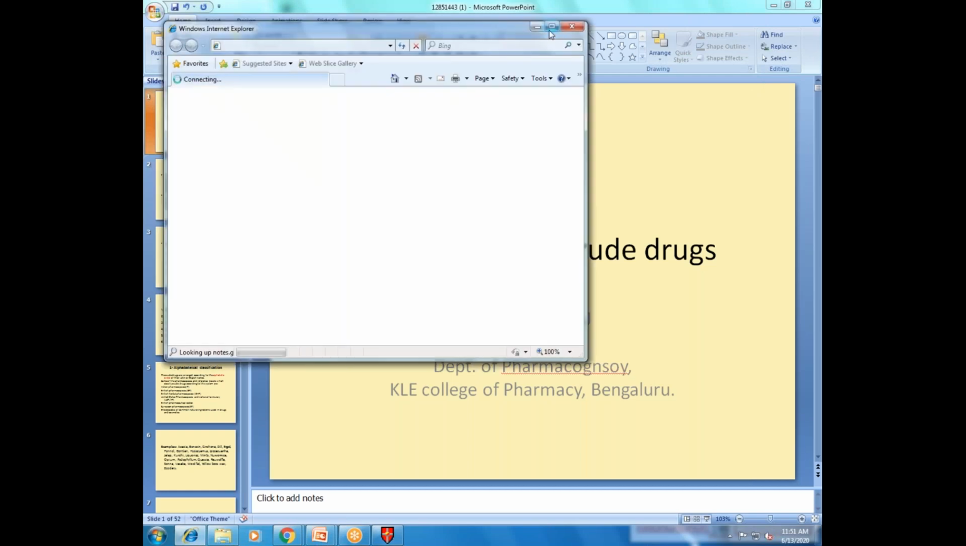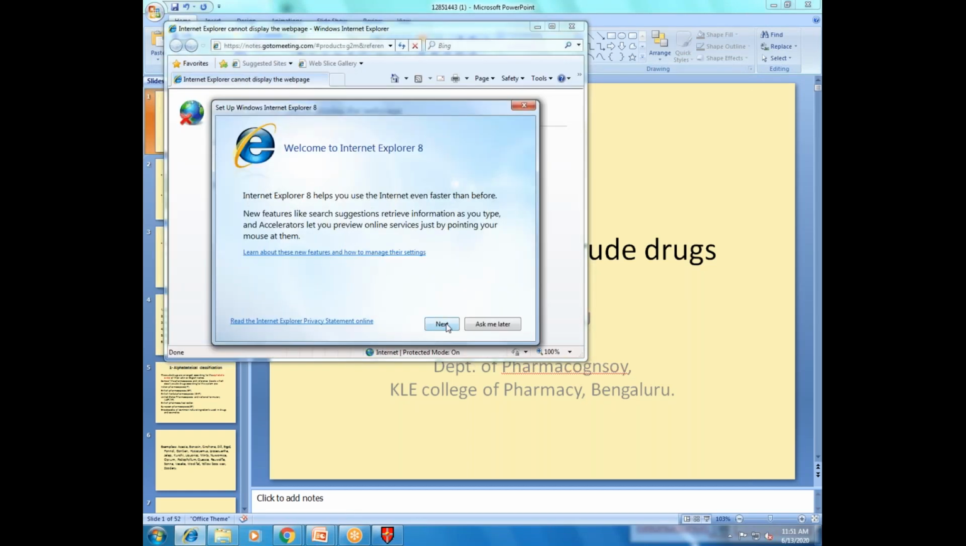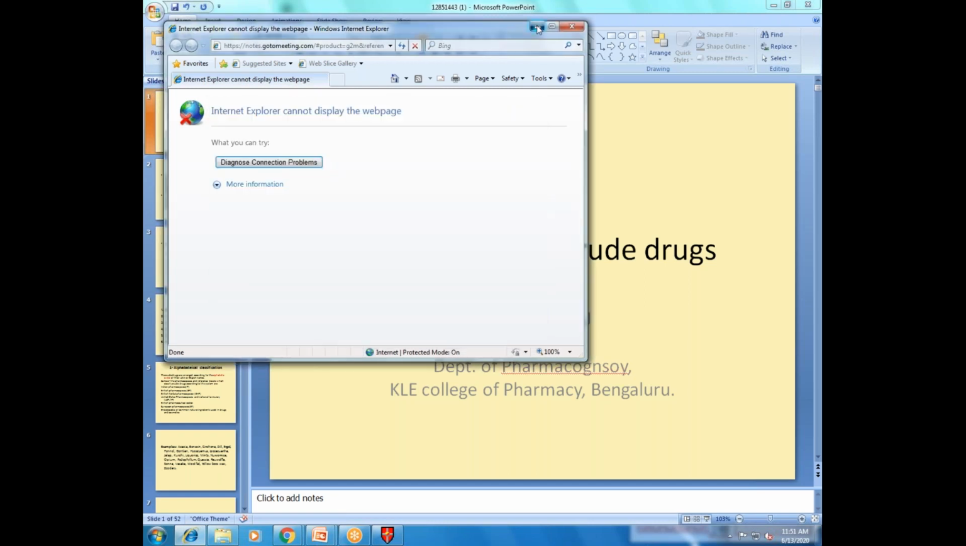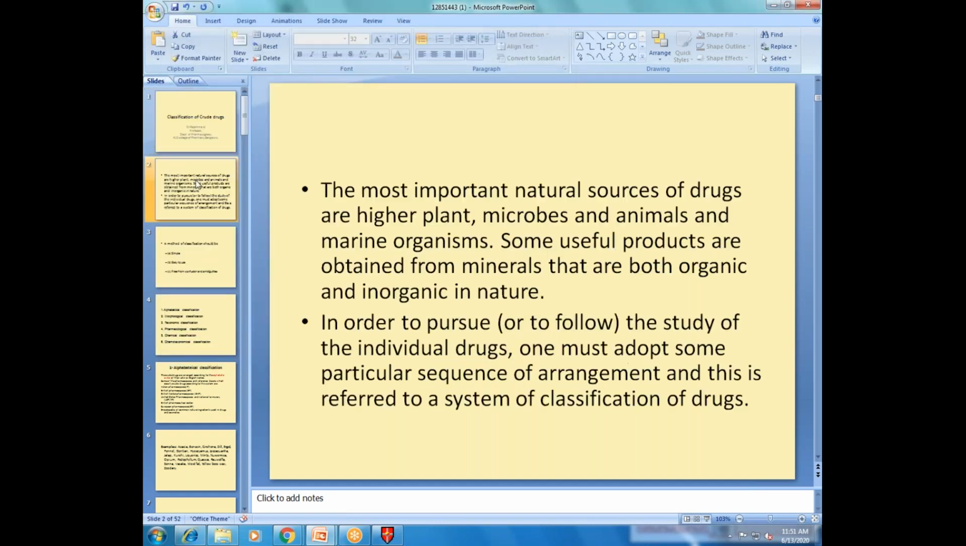So the crude drug is a drug which is obtained from a natural source and has not undergone any other process except the collection and the drying. The most important natural sources of drugs are higher plants, microbes, animals and marine organisms. Sometimes it is from a mineral source also, which is organic and inorganic in nature.